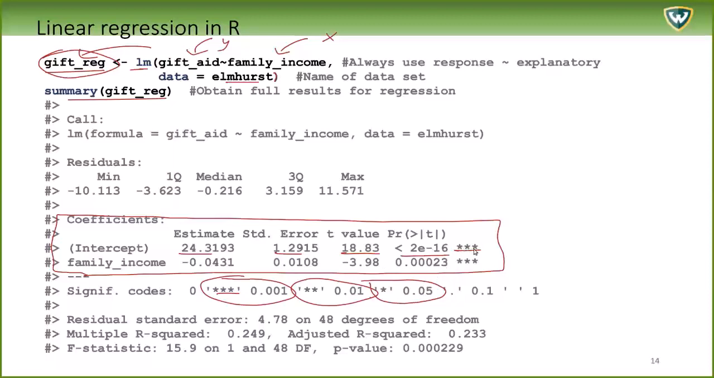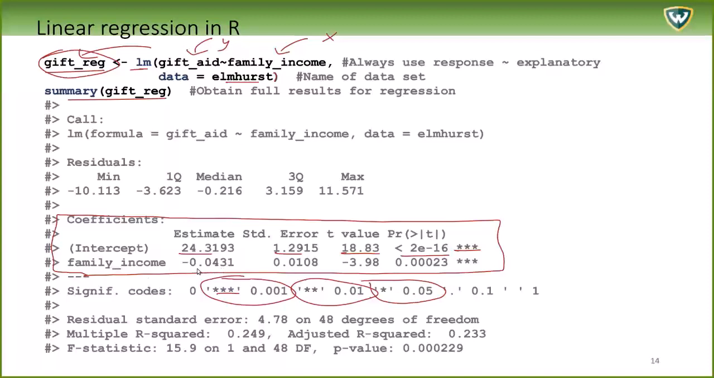So three stars here means it's really low. It's either 0 or below 0.001. Nothing is really 0 usually, so it's definitely below 0.001. That's for the intercept. Now let's take a look at the family income, which is the main thing we're interested in.